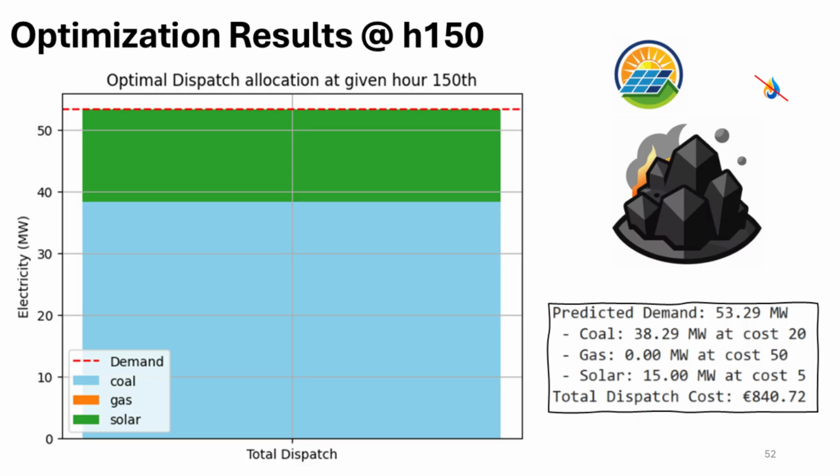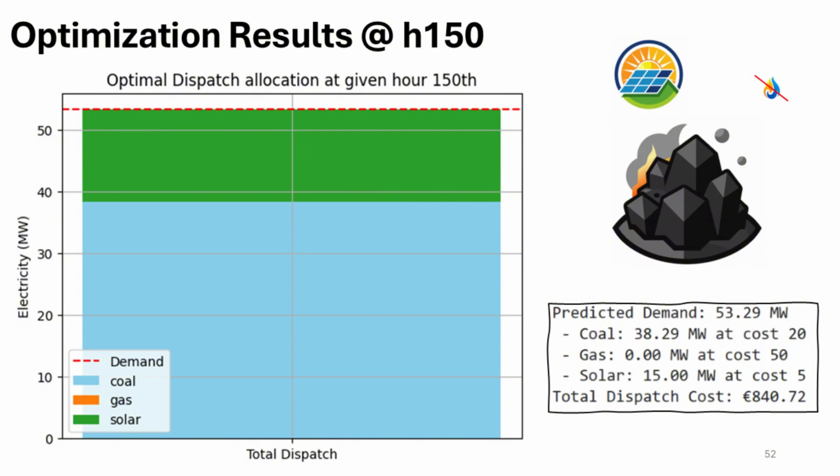This result perfectly demonstrates the value of prescriptive analytics in the energy sector. By combining a high-accuracy machine learning forecast with a robust optimization solver, we have ensured grid stability while maximizing profit and sustainability. Note the icons on the right. The flame for gas has a red line through it, reinforcing that in an optimal scenario with this level of demand, we avoid expensive fossil fuels whenever possible.